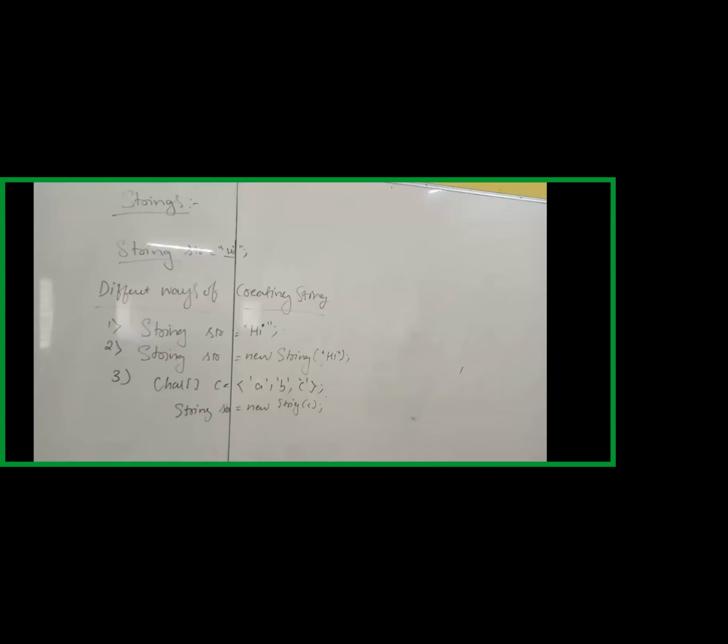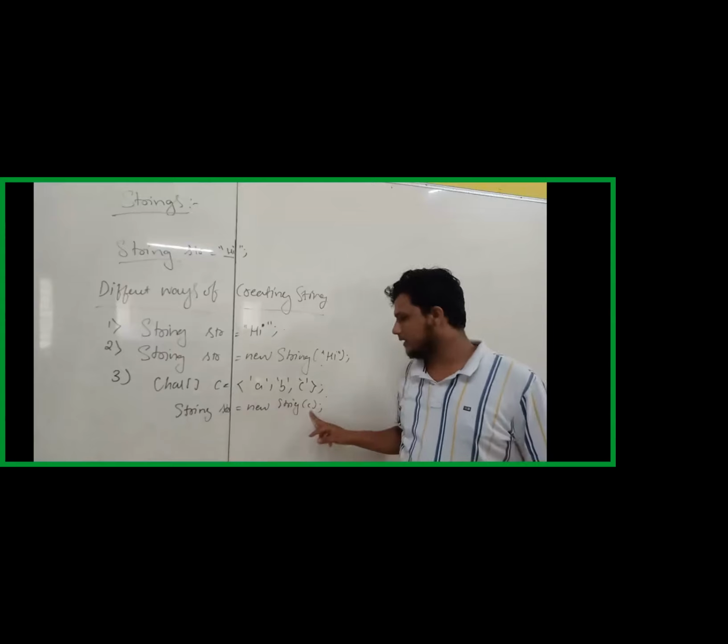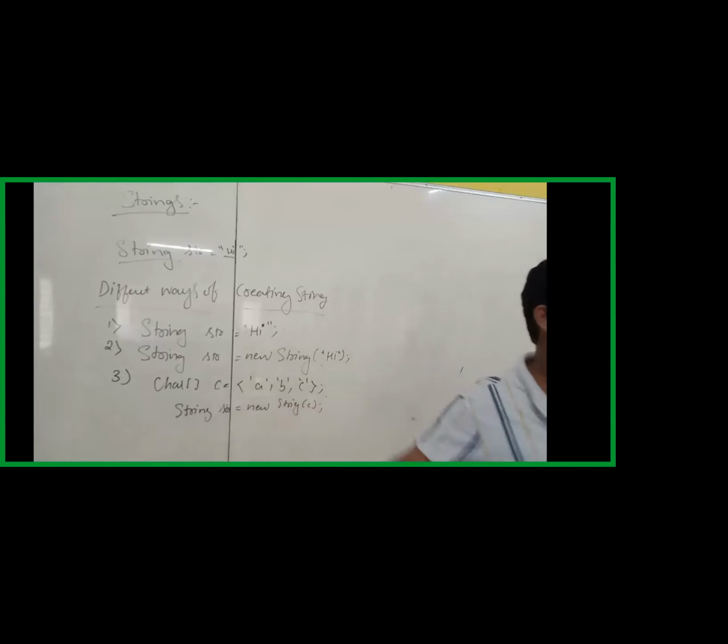Next heading you write down as different ways of creating a string, and copy this. Third one is what? The reference of this array I'm passing as a parameter. Okay, that's the third one.